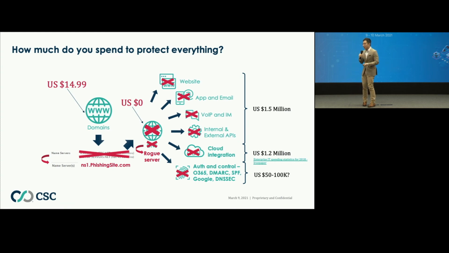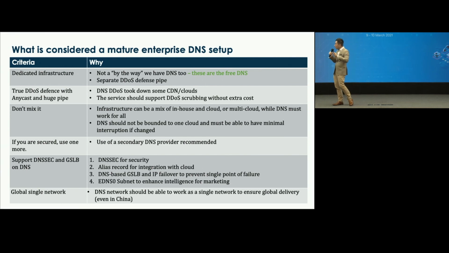So look, the domain name and DNS is foundational. It is linked to every single one of these applications. And if you're spending millions of dollars, how much are you using to protect all this investment? $14.99 doesn't seem to be reasonable, right? And what is considered a great enterprise DNS setup? There are a lot of different criteria that we can talk about. I'm not going to go through this at the moment, but you can read about this.